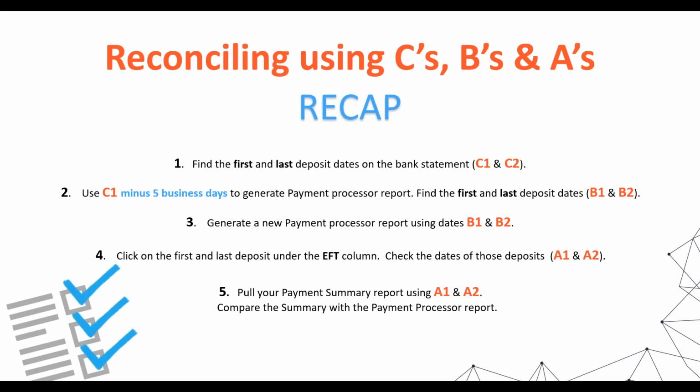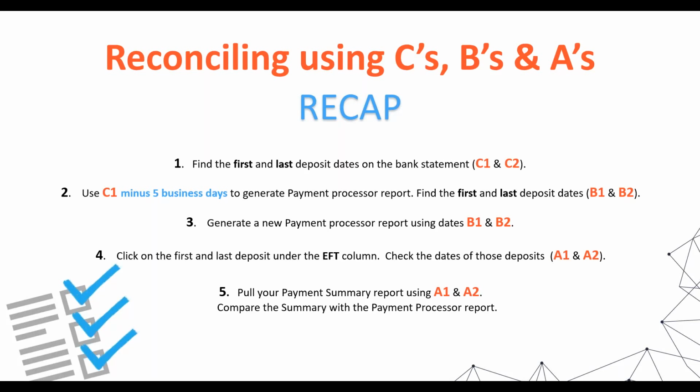This gave us our first and last deposit dates, which are our B1 and B2 dates. Then, using those dates, we generated a new payment processor report using those exact B1 and B2 dates. Then, we clicked on the first and last deposit under the EFT column, and we checked the dates of those deposits, which then gave us our A1 and A2 dates.